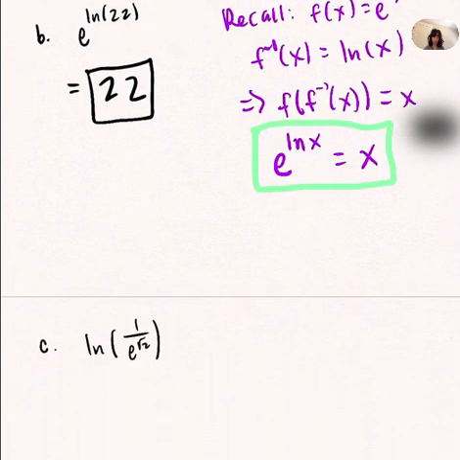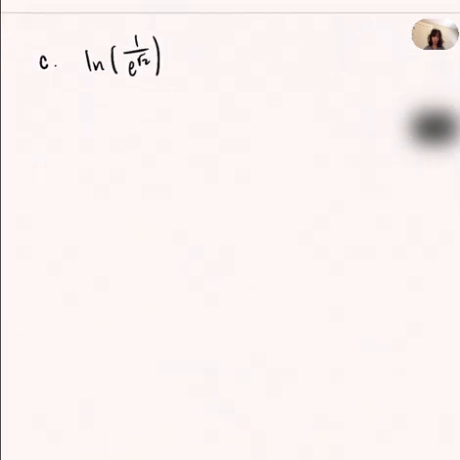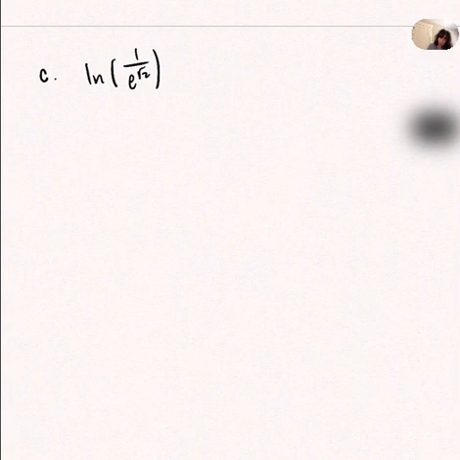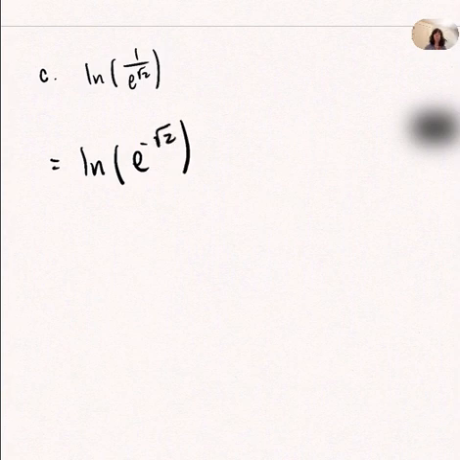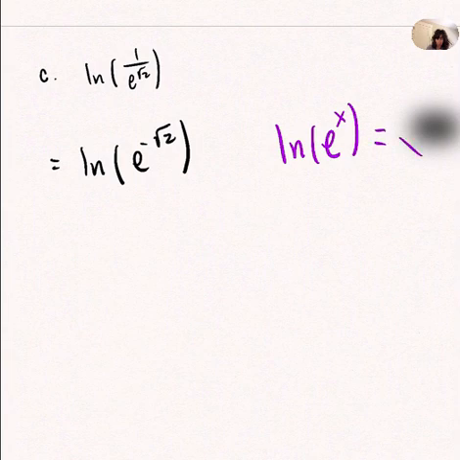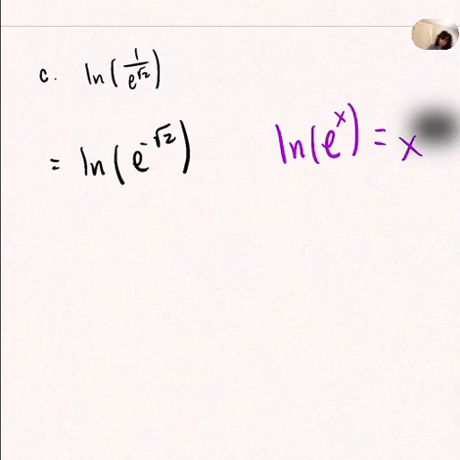Okay, let's do one more example. We're going to evaluate ln of 1 over e to the square root of 2. Now, if I rewrite this as ln of e to the negative square root of 2, I can actually figure out what the answer is because I know that ln of e to any power is just equal to whatever that power is. So this is exactly equal to negative square root of 2.